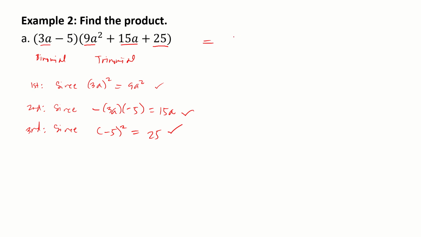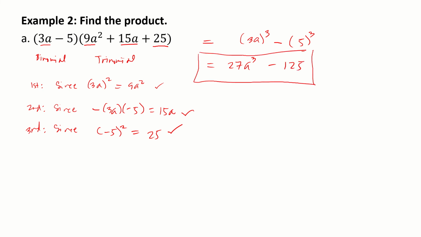So all you need to do, focus your attention on our binomial, get the cube of the first term. Then since this is a minus, this is a minus as well. Then get the cube of the second term. So the cube of 3a is 27a cubed. Then the cube of 5, 5 times 5 times 5, is 125. And that's our final answer.